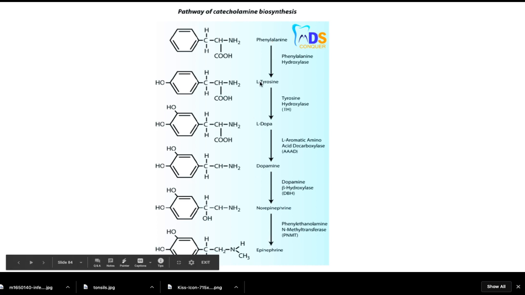So these are the steps involved in the synthesis of catecholamines, from phenylalanine to epinephrine. They can ask you the enzymes involved in conversion from one level to the next. They can simply ask, tyrosine is converted into L-DOPA in the presence of what? Or they can give the L-aromatic amino acid decarboxylase enzyme and ask which of the following conversions it helps: L-DOPA to dopamine, dopamine to norepinephrine, or norepinephrine to epinephrine. So they can ask multi-level questions based on the enzymes involved or the intermediates produced in the synthesis of catecholamines.